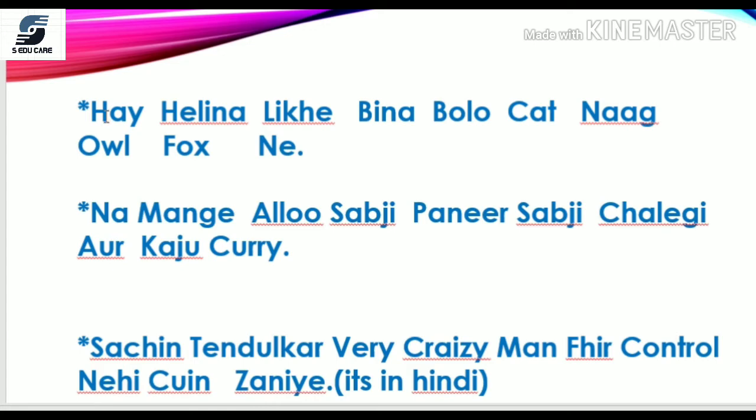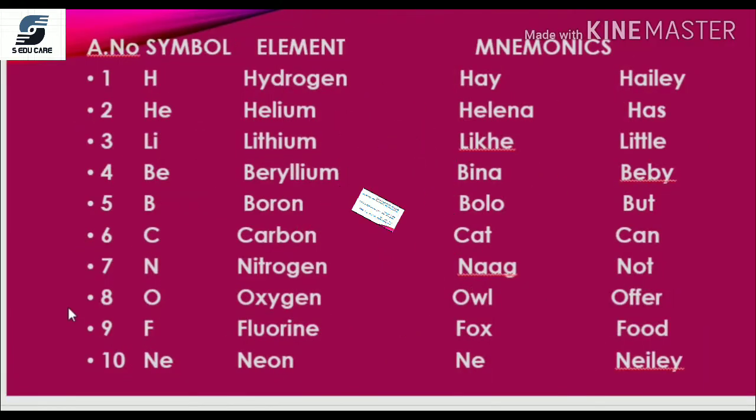The second line: Na, na mange alu sabji, sodium, magnesium, aluminum, silicon, and so on, followed by the remaining elements. The third sentence: you could see Sachin Tendulkar very crazy man. Here, Sachin you could relate to scandium, Tendulkar for titanium, very for vanadium, crazy man, and followed by the remaining elements, right? So it's quite easy to remember the atomic number of elements and the symbol as well, and trust me, you never forget these elements.